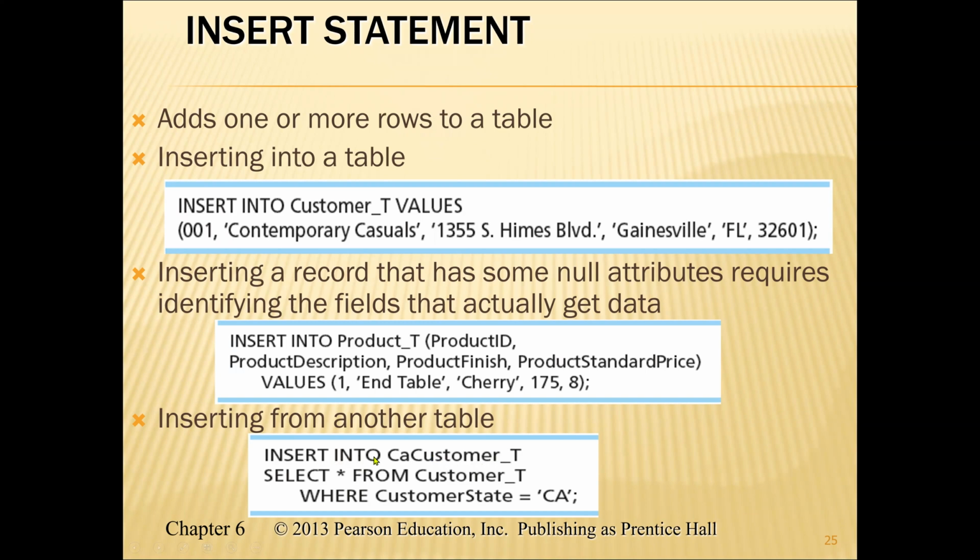So insert into CA customer underscore T. Then we say select all from customer T, where customer state equal to California. So if we execute this, we are going to select everything in customer T where the state is California. So only customers from California, we are going to put all their data into the table named CA customer.